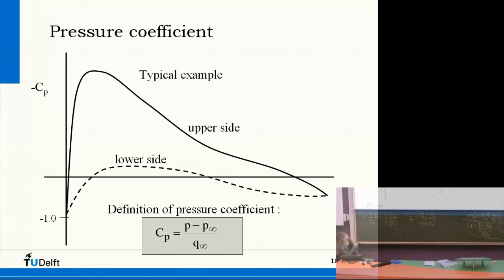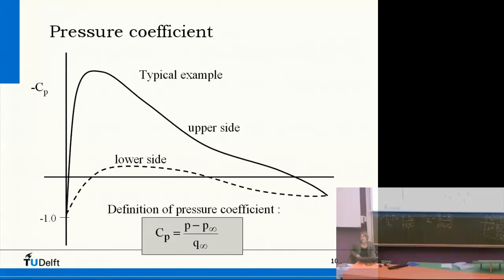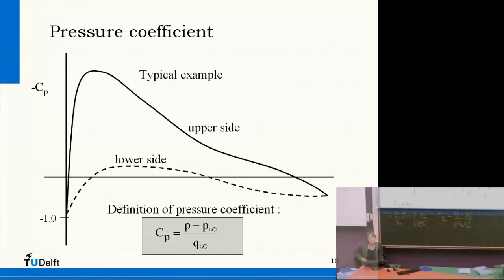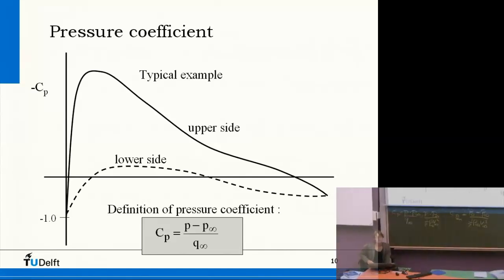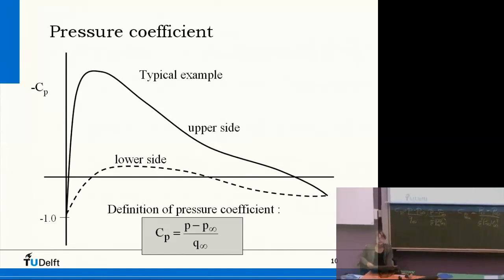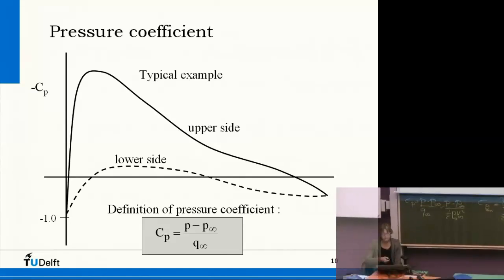Why was I confused with the -1? That's because we normally plot not the Cp but the minus Cp in our graphs, because the minus Cp gives an easier indication. That doesn't matter. You can also plot the Cp the other way around. Why do we plot the minus Cp?